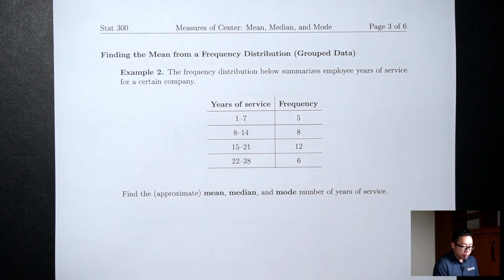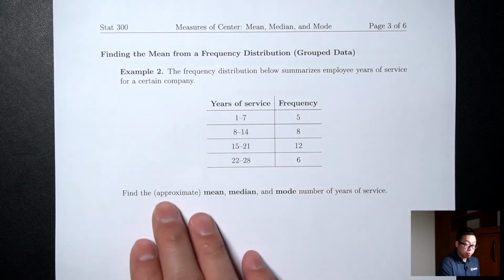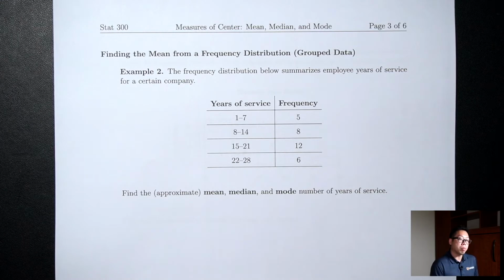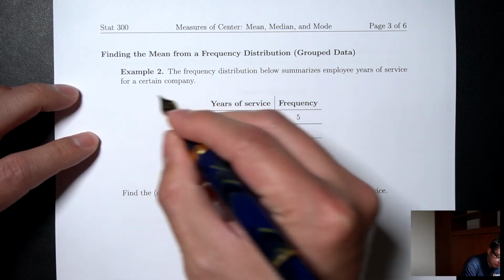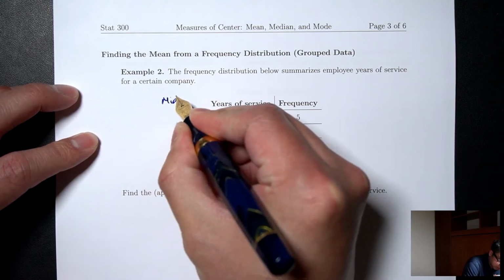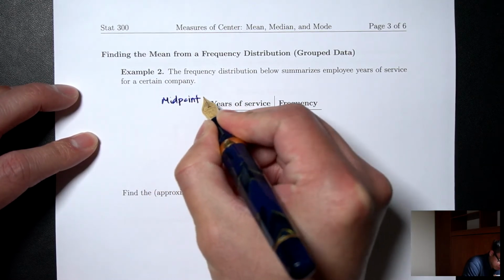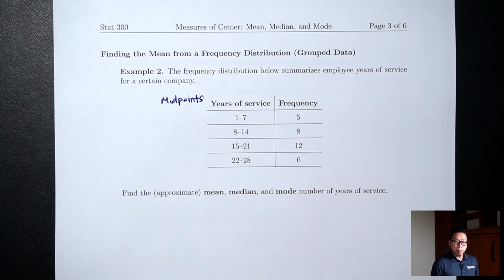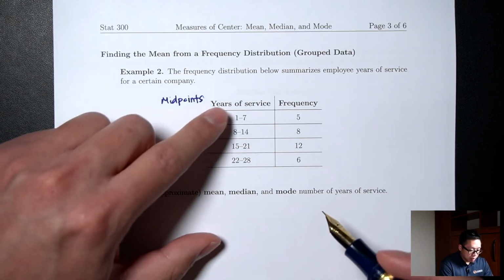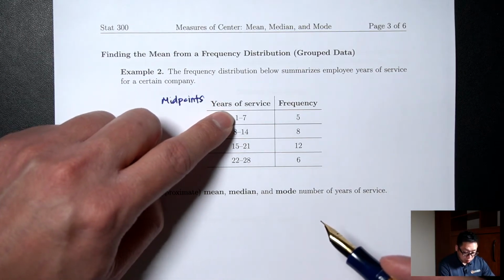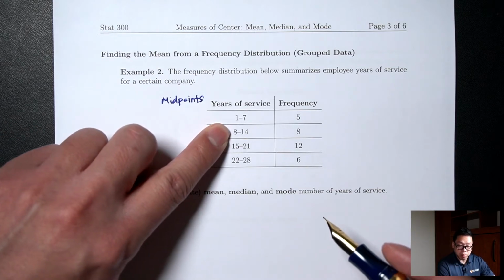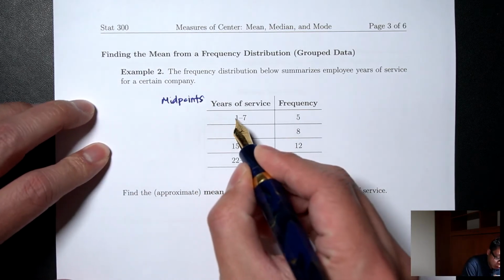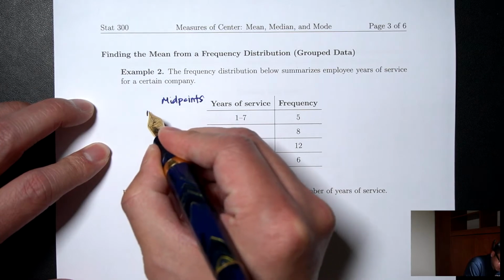Which is why, if you have group data, the best we can do is approximate. Okay? And here's how we're going to approximate. We're going to find the midpoints. And just as a reminder, the formula for the midpoint is lower plus next lower divided by 2. That means the low number plus the next lower number, divided by 2. So our first midpoint will be 1 plus 8 divided by 2.